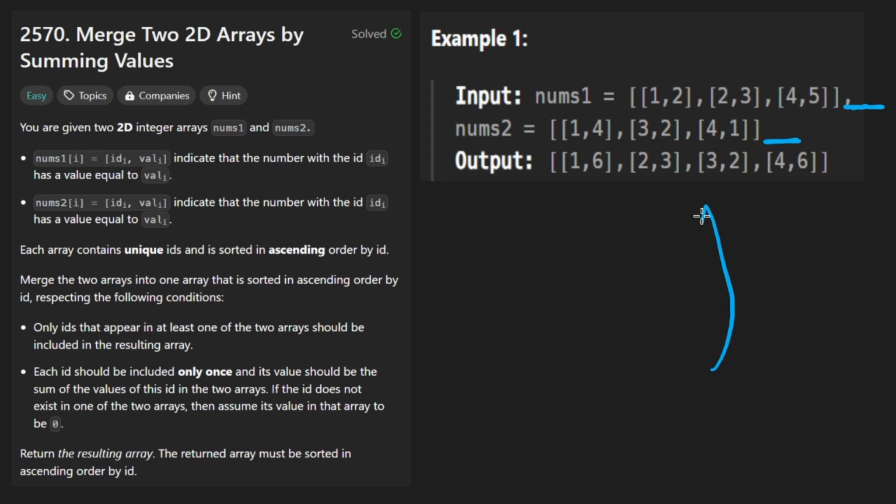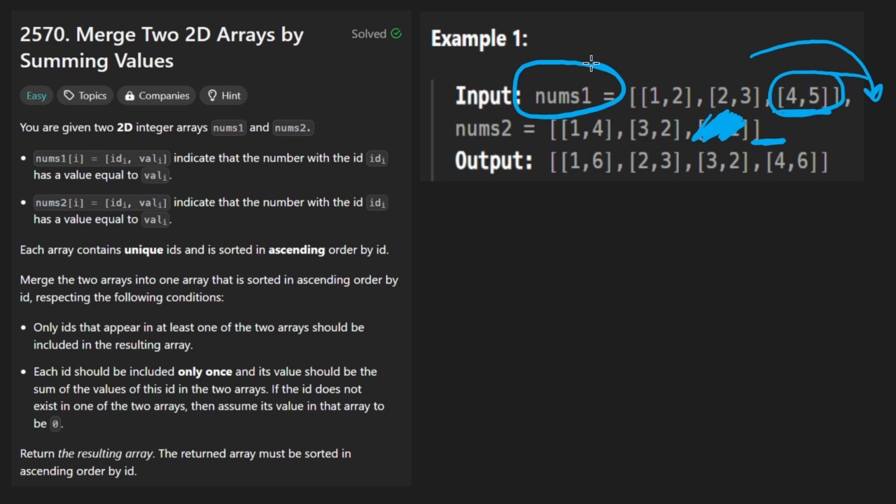Now this example was very clean since both of the pointers went out of bounds at the exact same time. It's not guaranteed that that's always going to be the case. What if this didn't even exist? Well, then we would have had one pointer over here out of bounds, while one pointer over here is still in bounds. To handle that, I'll show you how we're going to do it in the code, but logically, we would just take this pair and possibly any other pairs that come after it in the first array, and then just add them to the output.